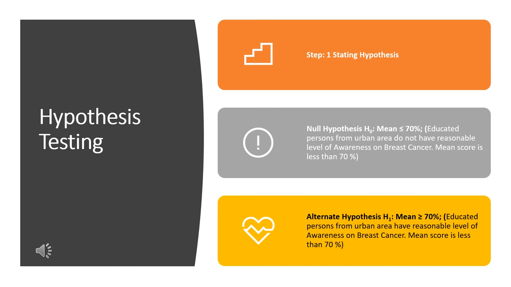So step 1, stating hypothesis. Null hypothesis H0: mean should be more than or equal to 70%, which means educated people from urban areas do not have a reasonable level of awareness on breast cancer. Mean score is less than 70%. Whereas the alternative hypothesis H1 says that mean is less than 70% and educated people from urban areas have a reasonable level of awareness on breast cancer. Mean score is less than 70%. So those were the scenarios for my hypothesis testing.